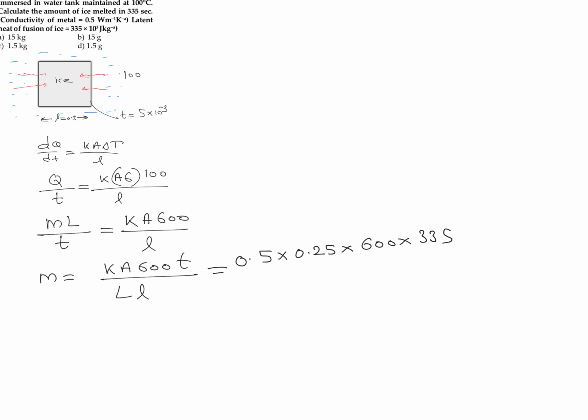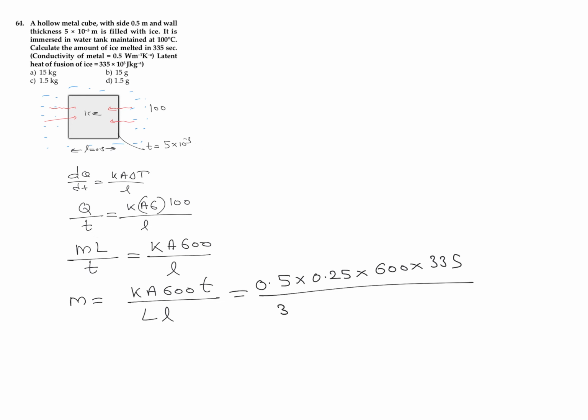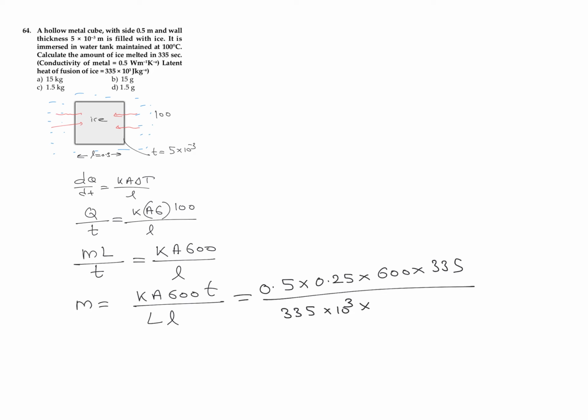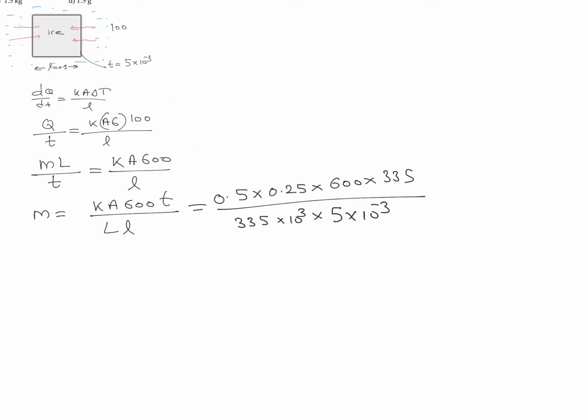which is given as 335 seconds, divided by the value of latent heat, which is given as 335 into 10 raised to 3 joules per kilogram, into the value of thickness, which is given as 5 into 10 raised to minus 3. So you can find out the value of m over here. So I'll get the answer as nothing but 15 kilogram.